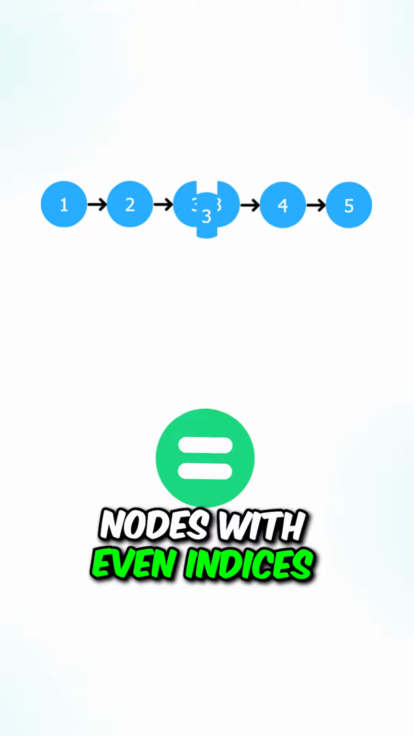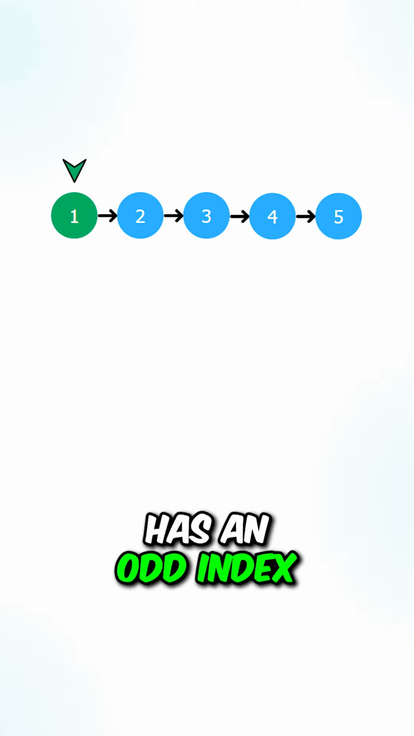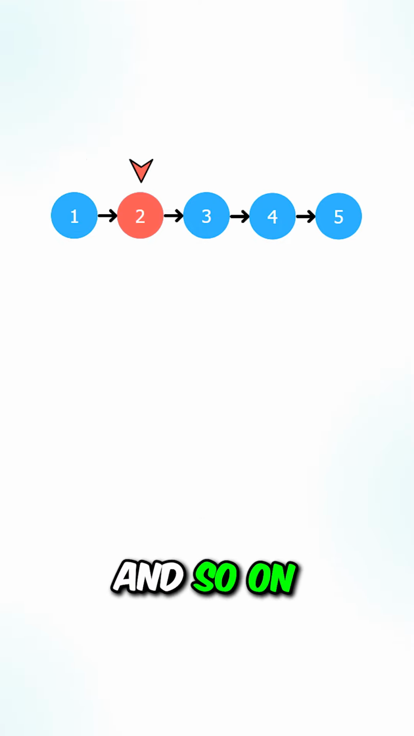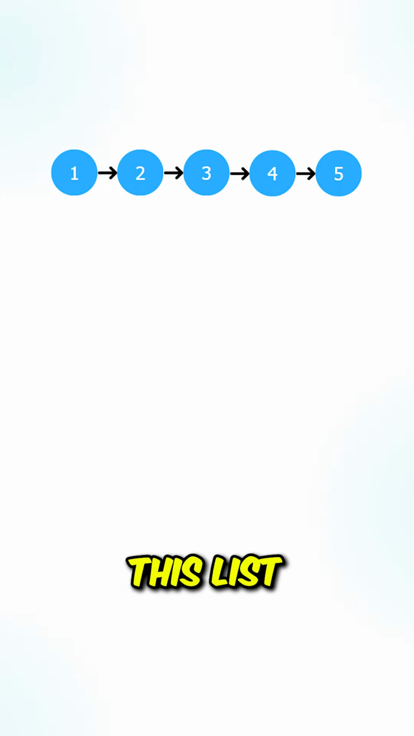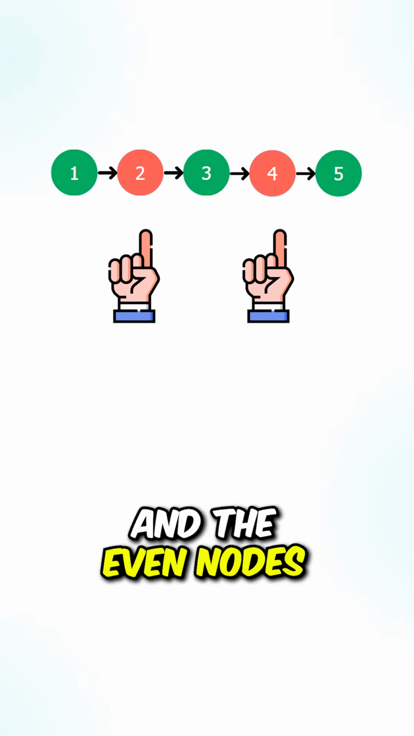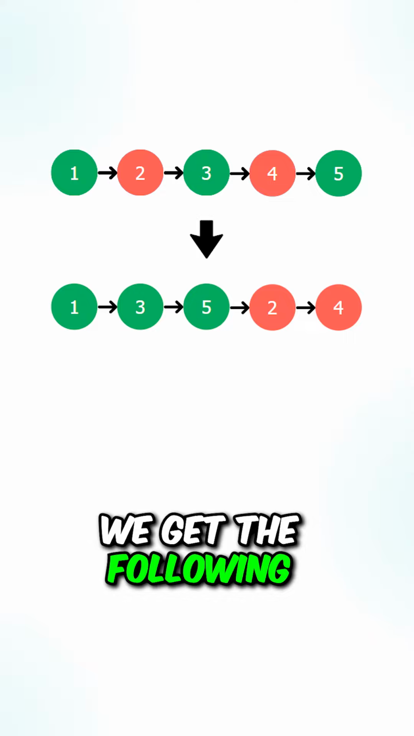Now the first node in the list has an odd index and the second node has an even index, and so on. Let's say we're given this list, we have the following odd nodes and the even nodes. If we reorder them, we get the following.